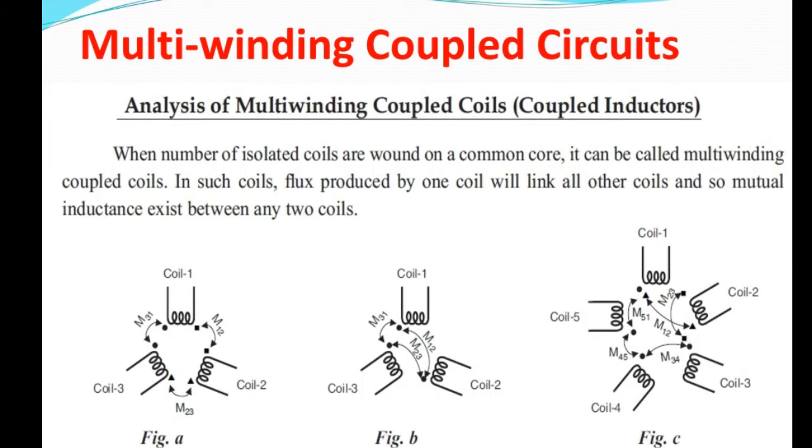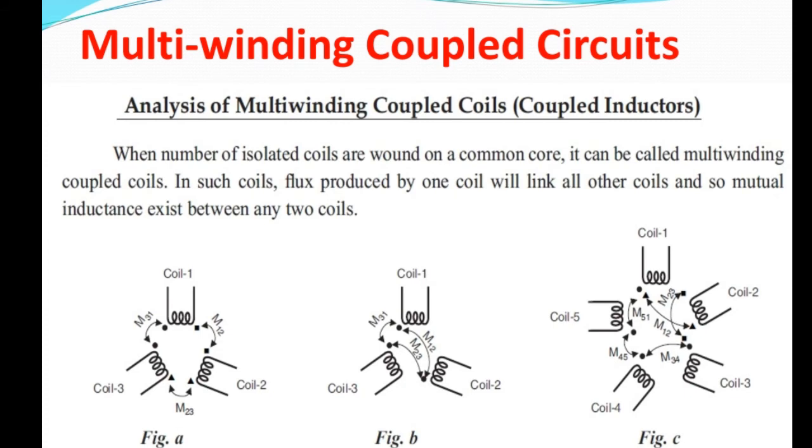Now we shall move on to multi-winding coupled circuits. We shall see how to analyze them. In this we use n number of coils, starting from more than 2 coils, for example 3 coils coupled together. When a number of isolated coils are wound on a common core, it is called multi-winding coupled coils. In such coils, the flux produced by one coil will link another coil, and so mutual inductance exists between any two coils. We can see the examples here.